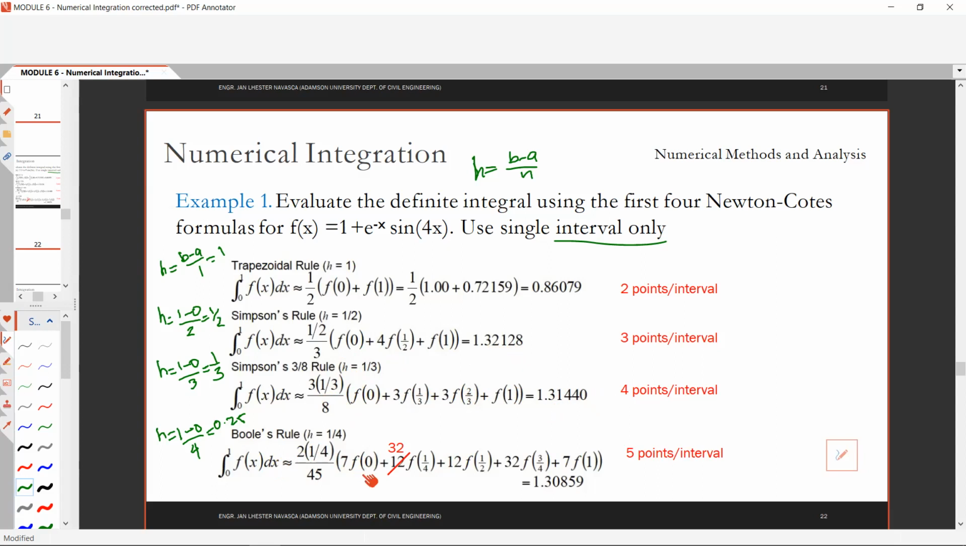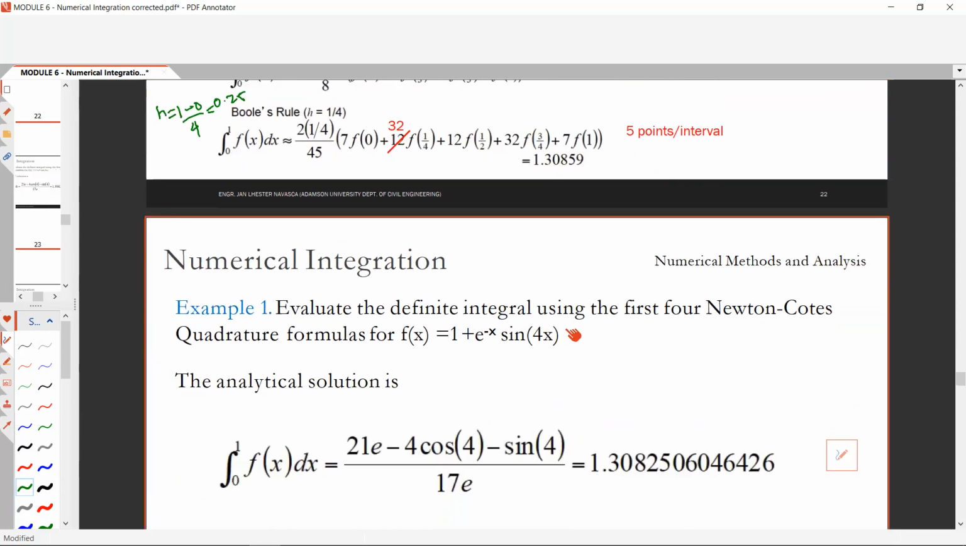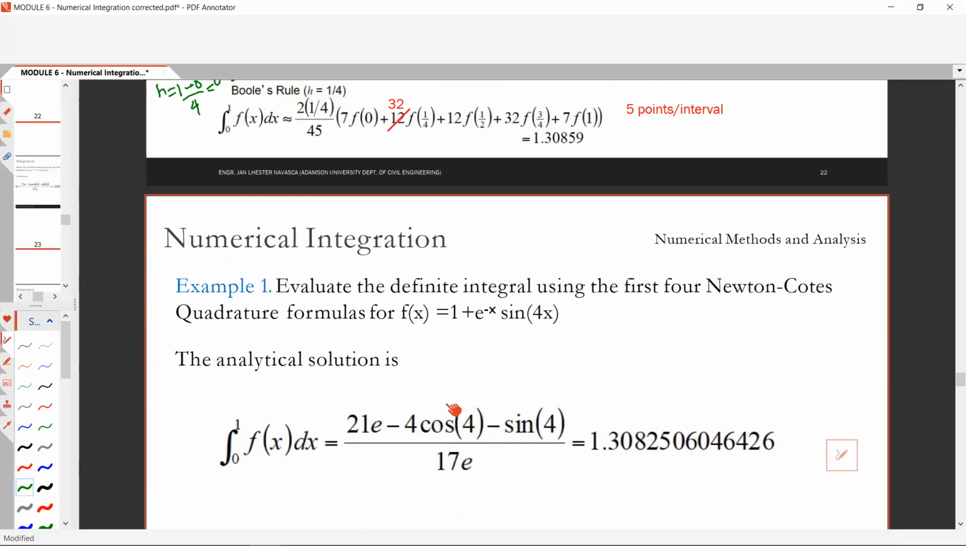Okay. So by Boole's rule naman, we have 2h over 45 multiplied by 7 times f of a, which is f of 0, plus 32 times f of b, which is 1/4, plus 12 times f of c, which is 1/2, plus 32 times f of 3/4, okay, which is f of d, plus 7 times f of e, which is 1. Okay, will give 1.30859.